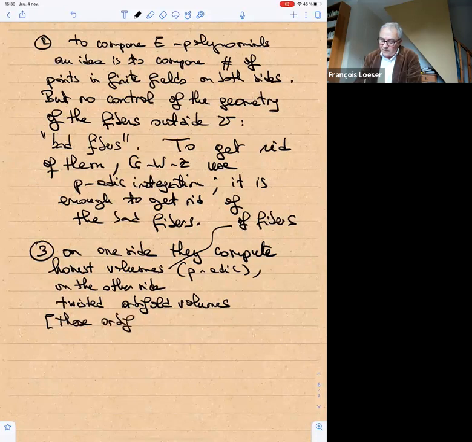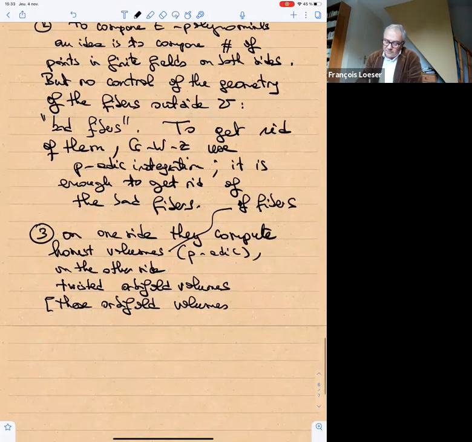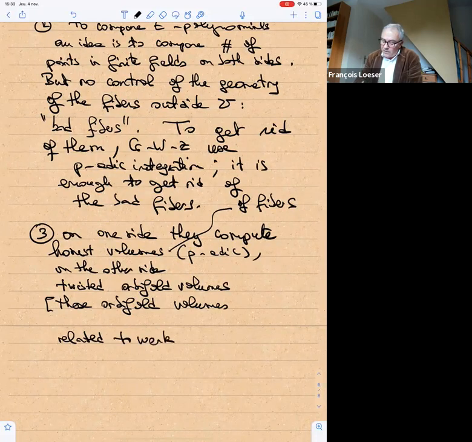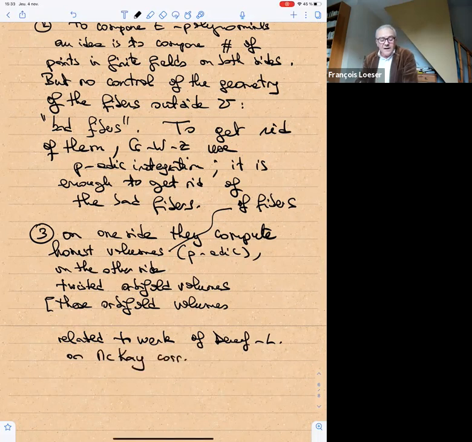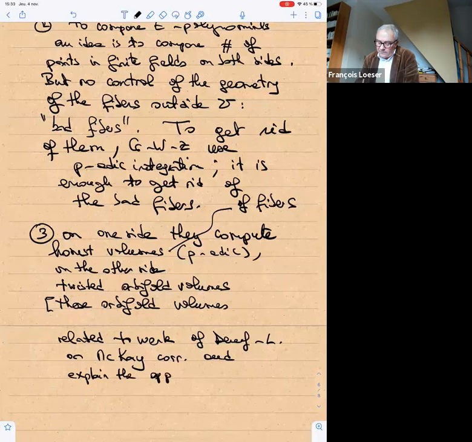These orbifold volumes are related to work of Denef and myself on the McKay correspondence. And they explain the appearance of the integrals W gammas.